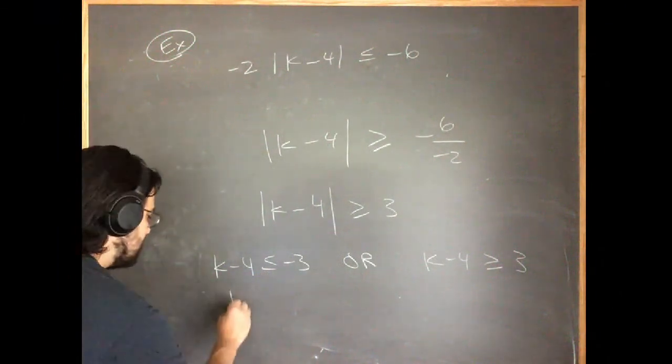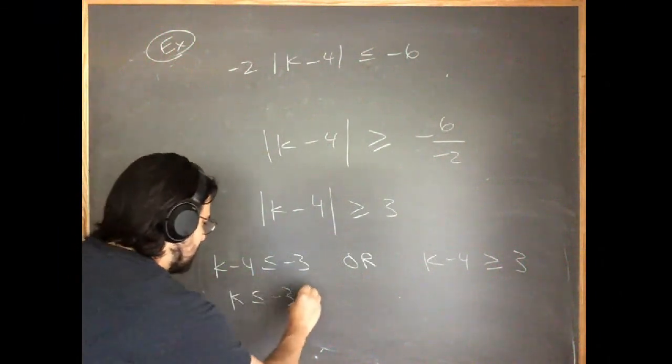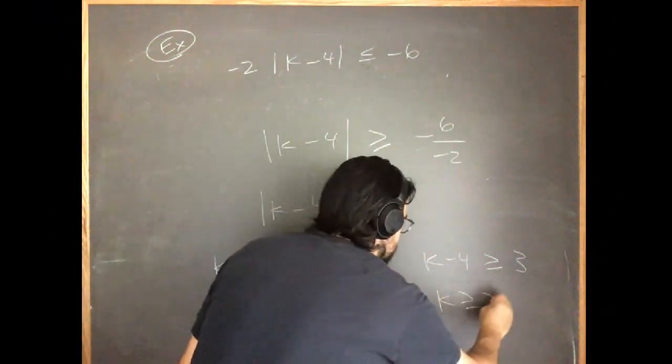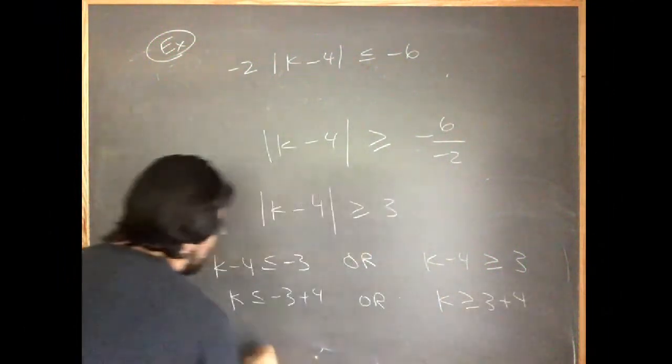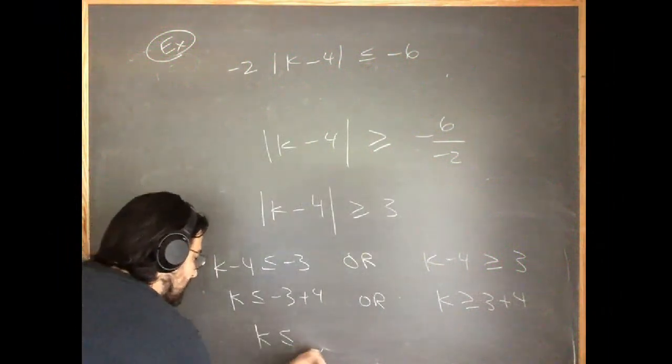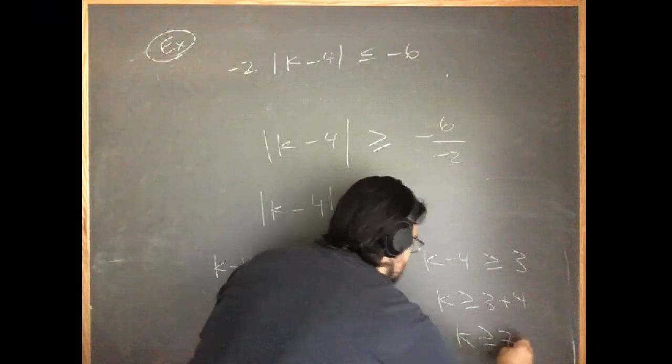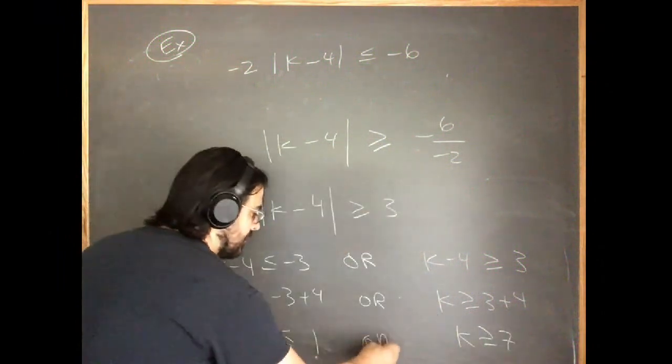Okay, now we just isolate the x here. We add 4 to both sides. So we get x is less than or equal to negative 3 plus 4, or on this one, x is greater than or equal to 3 plus 4. So here we've got x is less than or equal to 1, and here we've got x is bigger than or equal to 7. And that's an or statement.